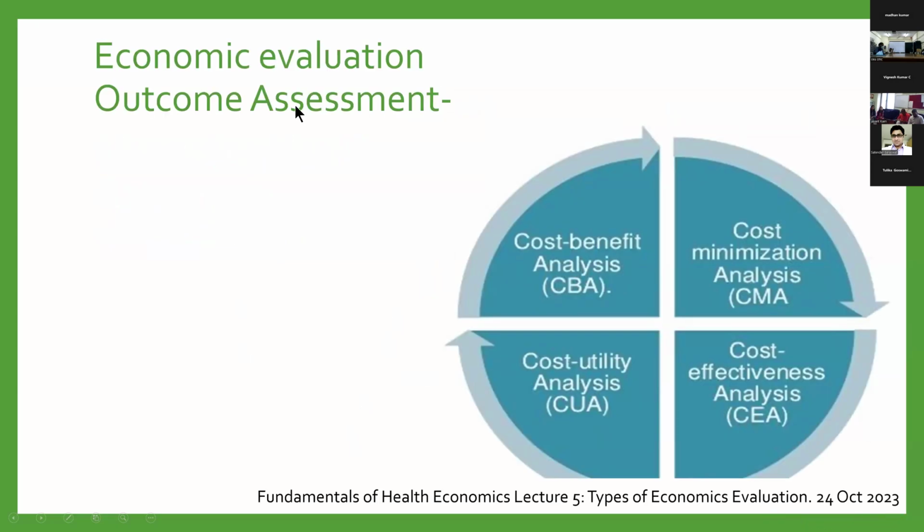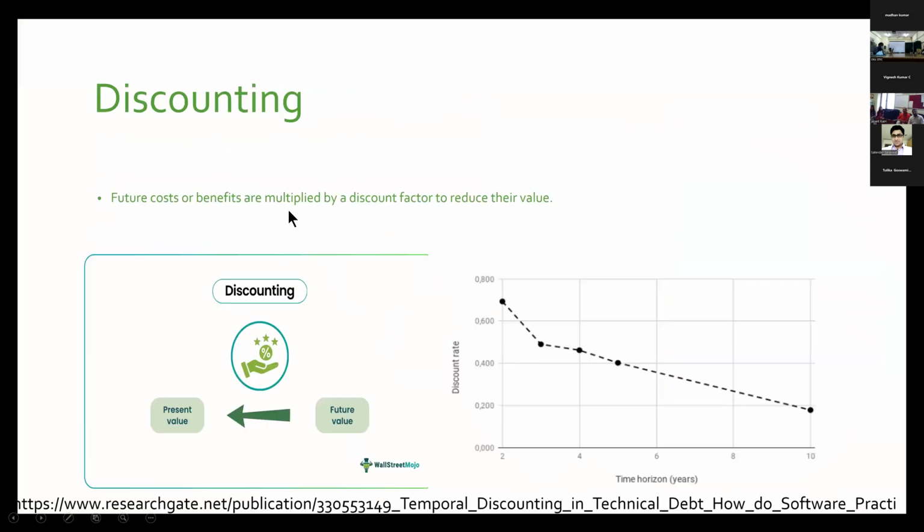Second, what are the evaluations we can do? We can either do a cost benefit analysis, cost minimization analysis, cost effectiveness analysis, or cost utility analysis. This study has looked at cost effectiveness analysis, and we'll be looking at that in detail. Second is the concept of discounting.